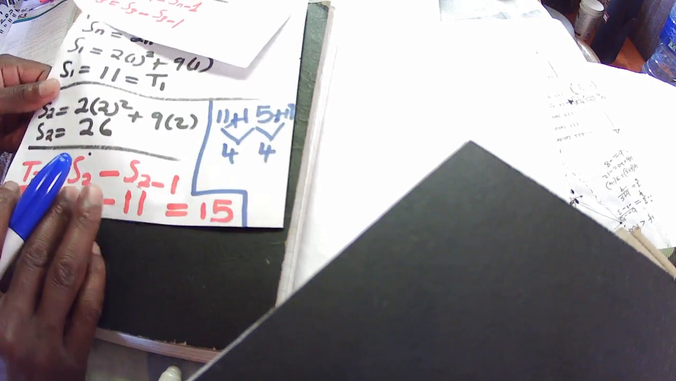What about T3? Okay, we need T3. So T3, we get the difference, that is a 4, right? So we add a 4, we get 19. So term number 3 is 19. These are the terms that we were looking for or asked to calculate: 11, 15, and 19.